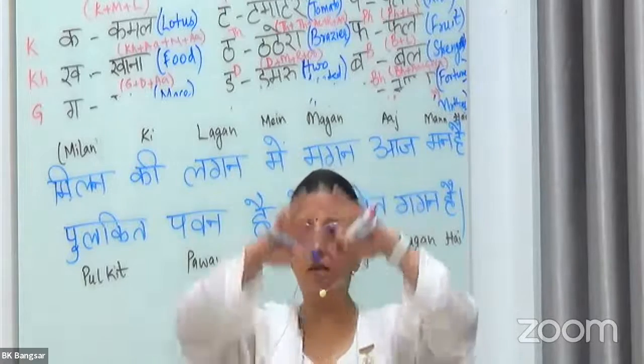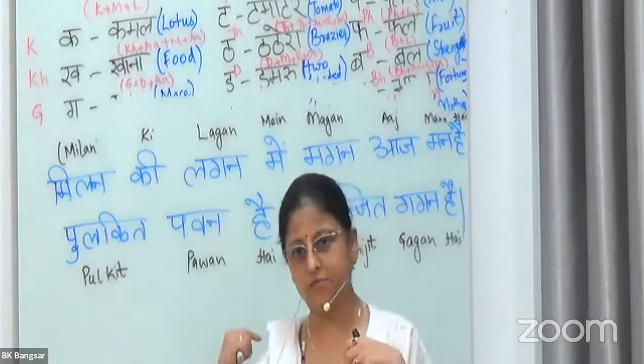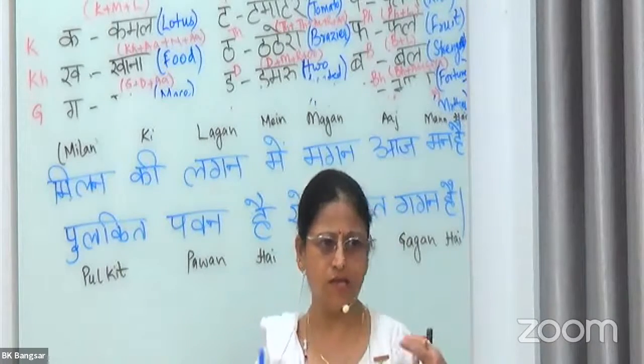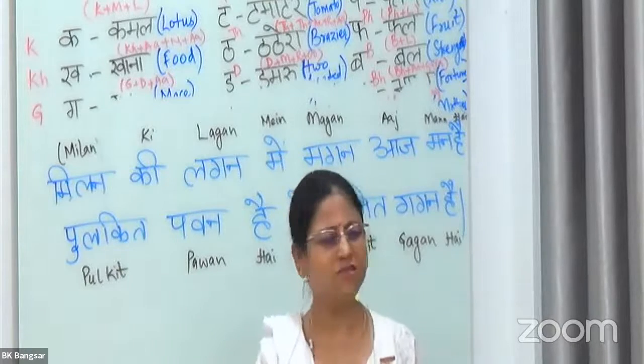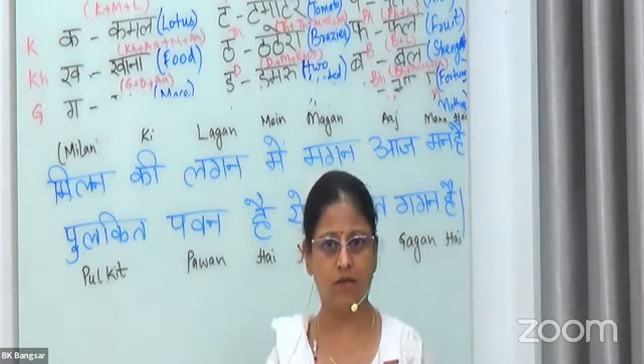Gagan will be like the entire surrounding. Gagan actually is sky, but in this particular song, it will denote everything around me, the entire surroundings. It's not just atmosphere. It is in totality the whole surrounding, right?